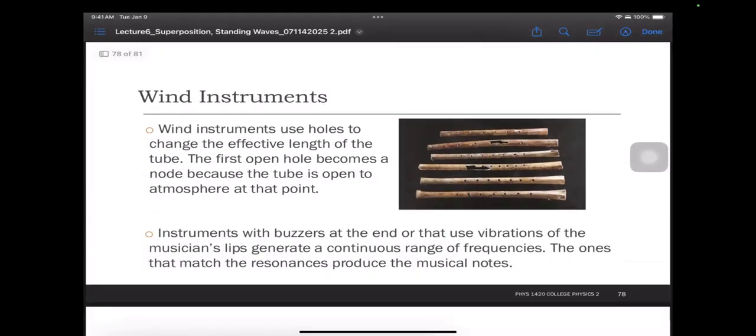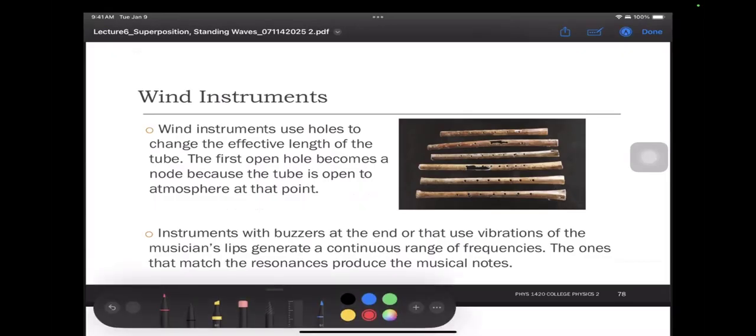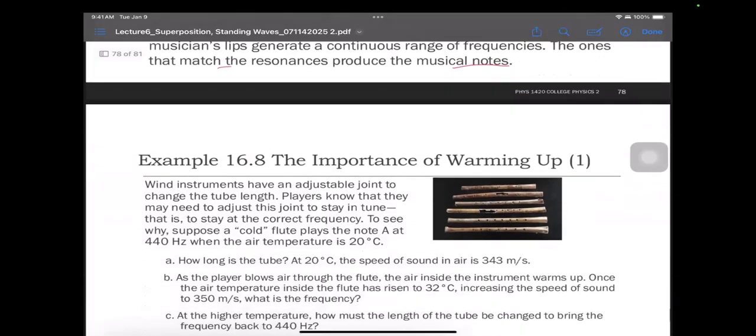Okay, here are some wind instruments, like a flute. They use holes to change the effective length of the tube. The first open hole becomes a node because the tube is open to the atmosphere at that point. The instruments with buzzers at the end, or that use vibrations of musicians' lips, generate a continuous range of frequencies. The ones that match the resonances produce the musical notes. Yeah, this is how these wind instruments work.